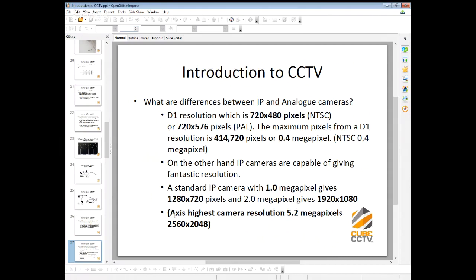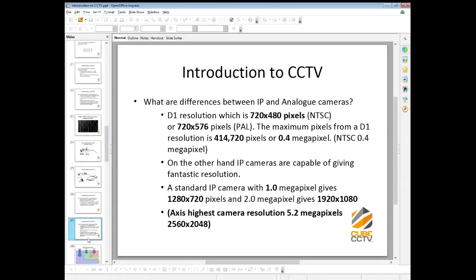Some of the cameras, Axis cameras, give you up to 5.2 megapixels, which is 5.2 million pixels. So with the IP camera, there is no cap. You could get cameras with 2 megapixel or 5 megapixel, 4 megapixel, there's no cap. Whereas as far as the analog camera is concerned, the maximum you can go is probably 0.4 megapixel if it's PAL, but if it's NTSC, it's probably less than that. So let's go to the next one.